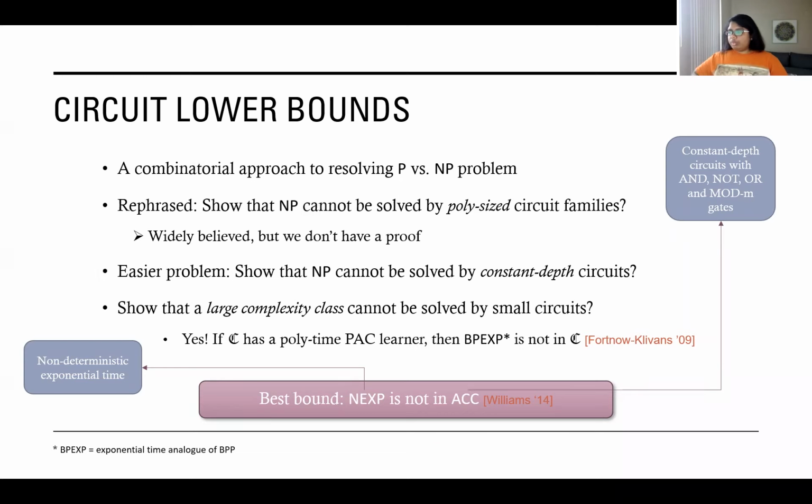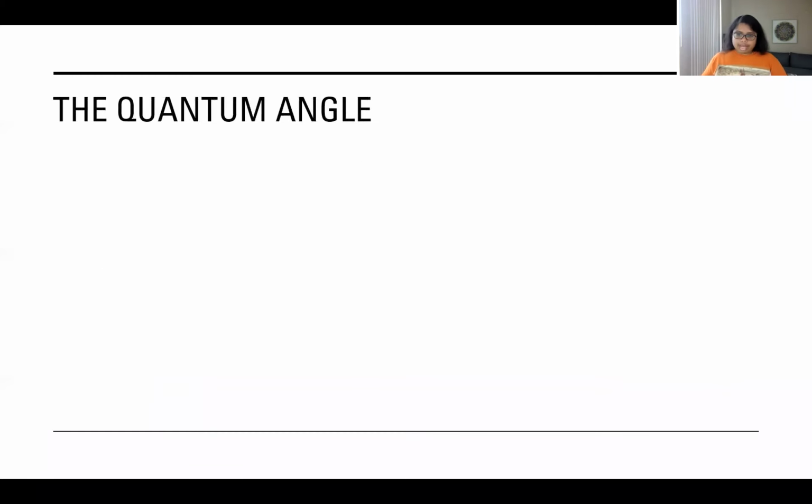Right, so what is the quantum angle? After all, that's why we're here. And we like to throw quantum in front of everything. So as quantum complexity theorists, I guess the question we care about is not just P versus NP, but throwing in BQP there and trying to figure out what happens in that case.